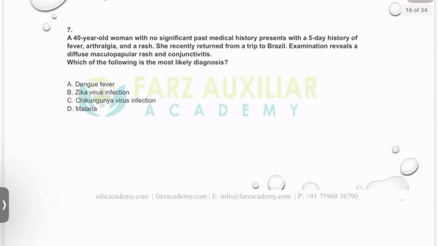A 40-year-old woman with no significant past medical history presents with a 5-day history of fever, arthralgia, and a rash. She recently came back from Brazil. Examination reveals a diffuse maculopapular rash with conjunctivitis. What is the most likely diagnosis?